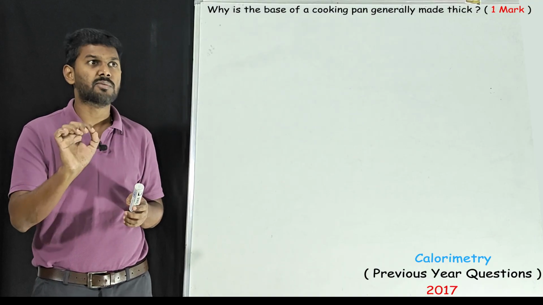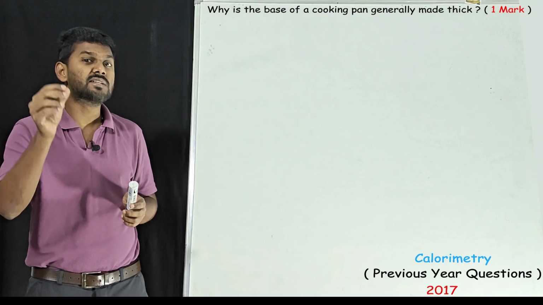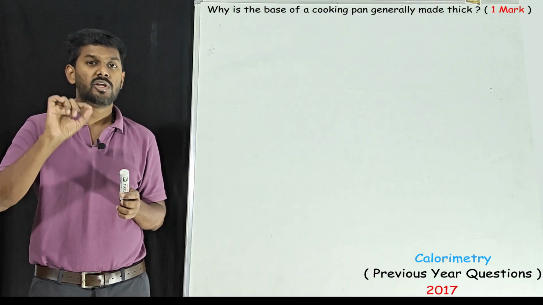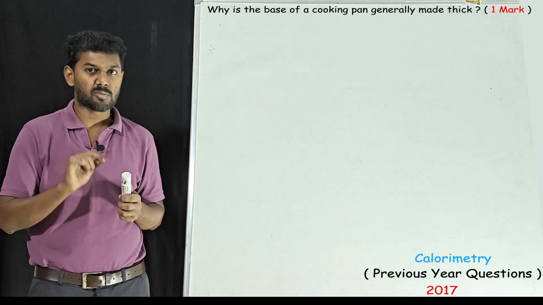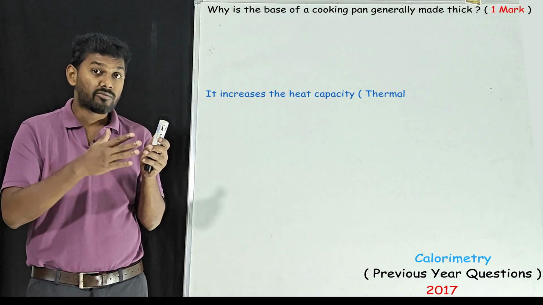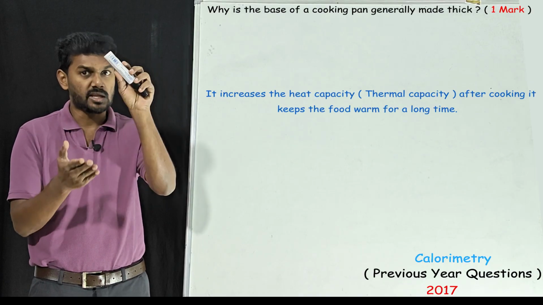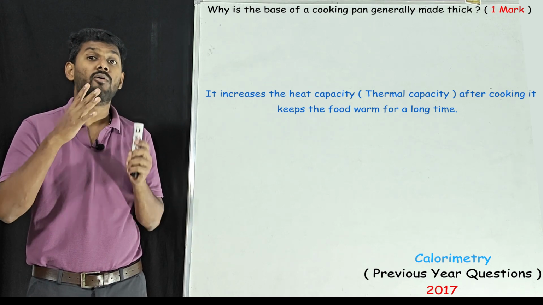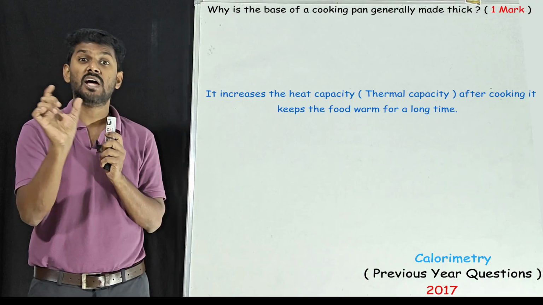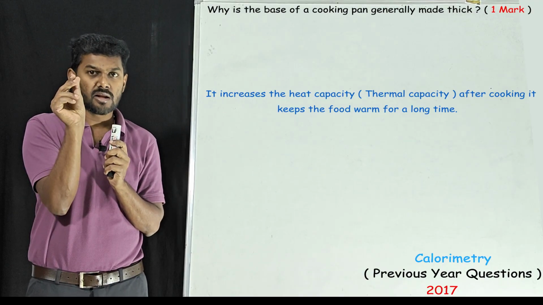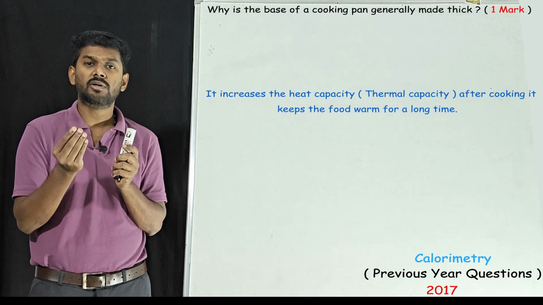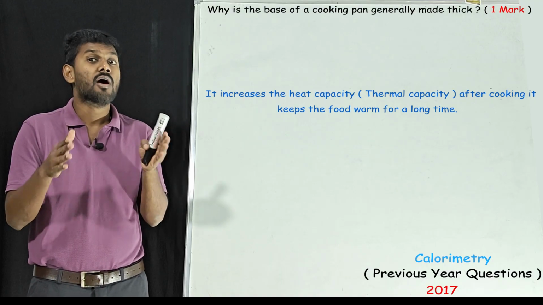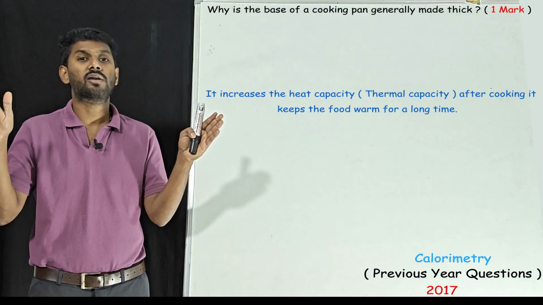The answer is very simple. In order to increase the heat capacity or thermal capacity. What is the use of it? If we make it thicker, heat capacity increases. After cooking, it keeps the food warm for a longer time. This is the advantage. If it is thinner, after cooking it will not keep the food warm for a longer time. If it is thicker, it keeps the food warm for a longer time.